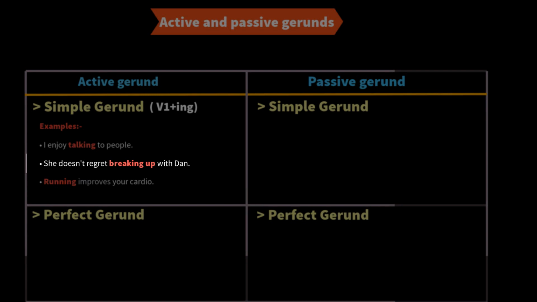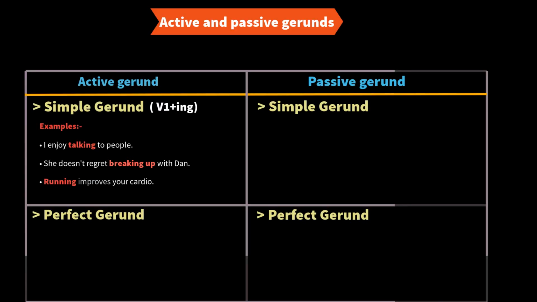She does not regret breaking up with Dan. She does not regret what? Breaking up with Dan. So breaking up here is a gerund, a simple active gerund, working as an object of the verb regret. It's a gerund that's working as a noun, as the object of the verb regret.